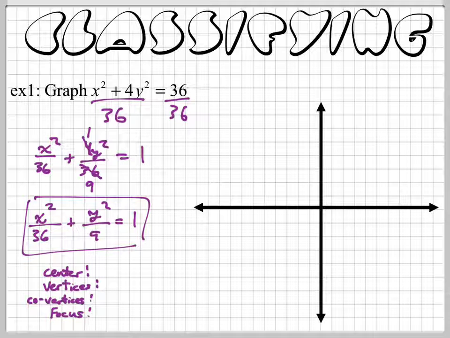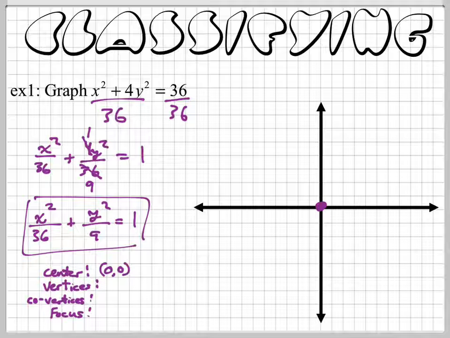What is my center for this equation? I see nothing adding to the x, and I see nothing adding to the y. Therefore, it must be 0, 0. And so your center, your h, k, is 0, 0. Now, let's do our vertices.